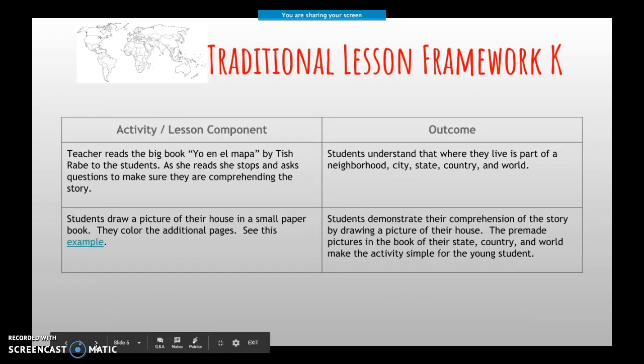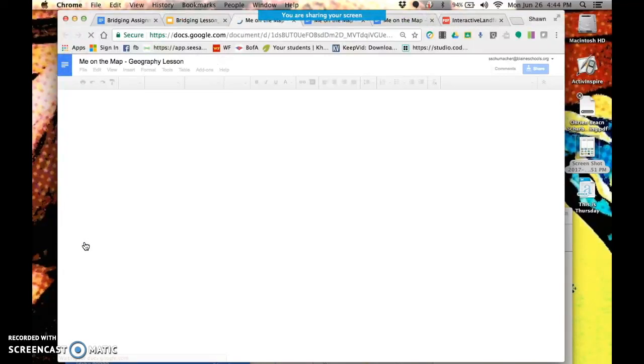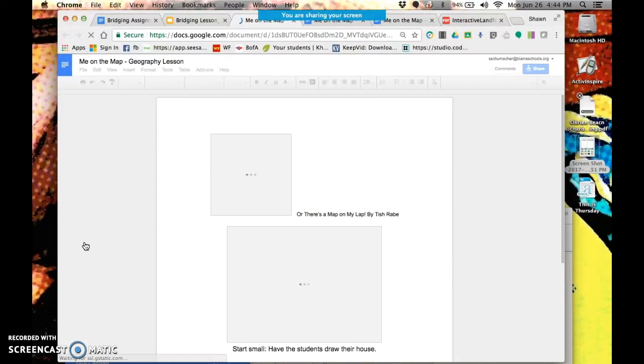So in the traditional lesson framework in kindergarten, the teacher would read the book aloud, and then she would stop and ask questions to make sure that the students are comprehending the story. The outcome would be that students understand where they live, in what city, state, country, and understand what the world is. Students then would draw a picture of their house in a small paper book and color the additional pages. And here's an example of what that would look like.